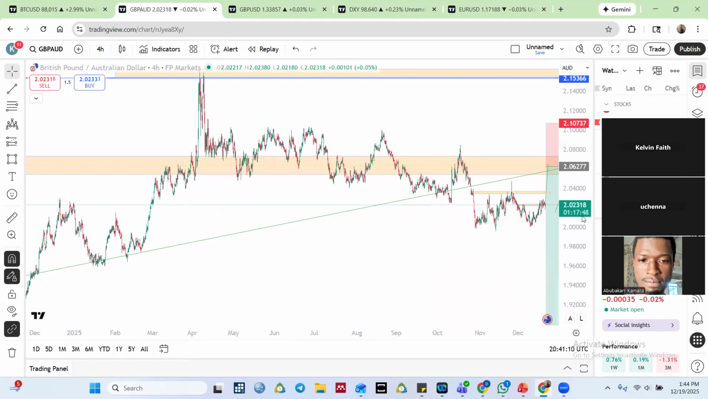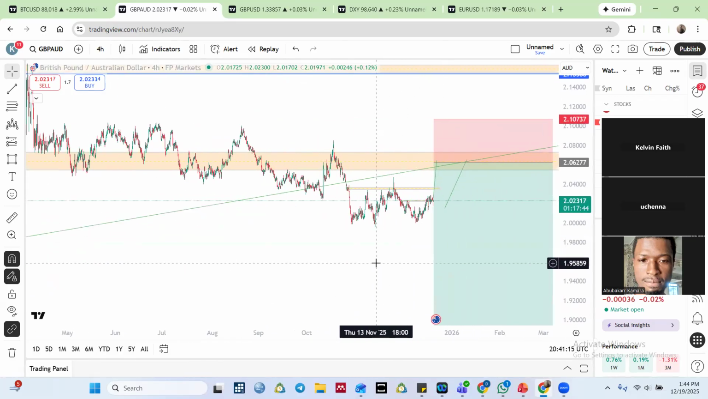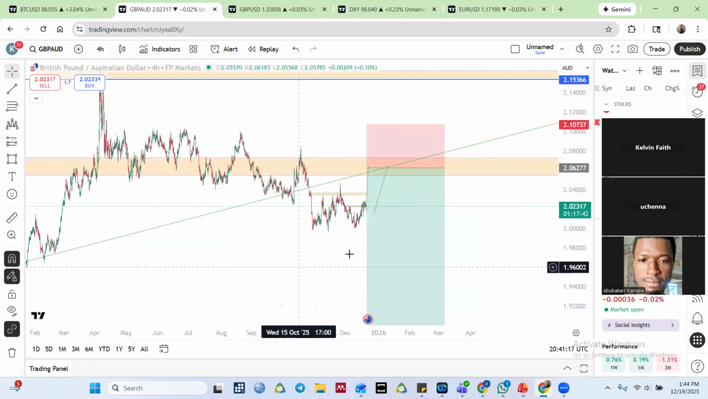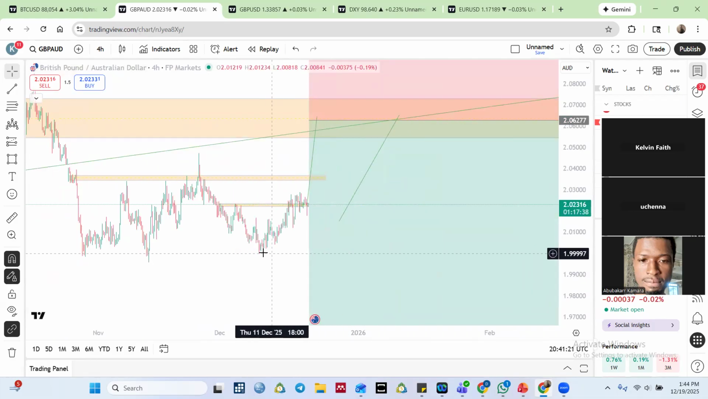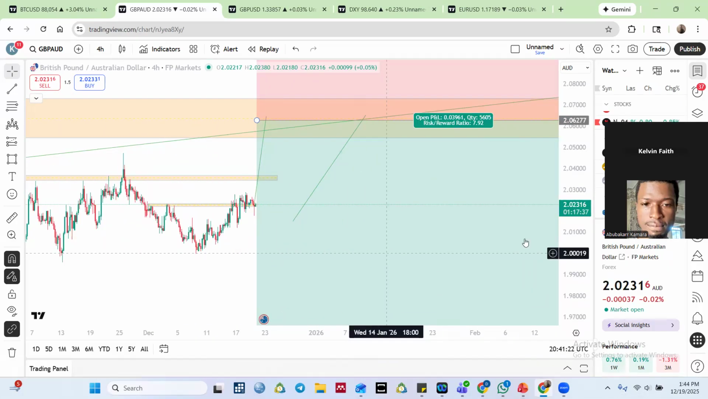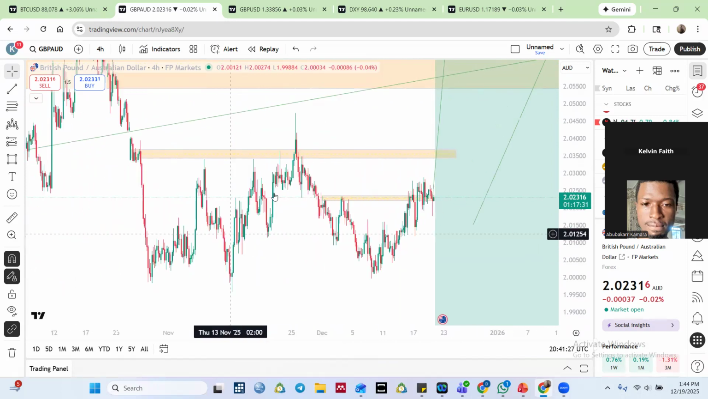Then from the 4 hour, we can see a perfect double bottom. From the 4 hour, we see what is happening. So we see we have a double bottom formation. Is there any reason for price to go up, for price to take out this high?